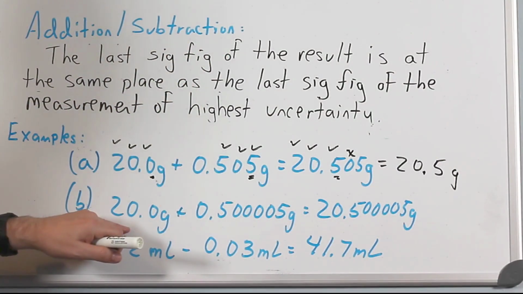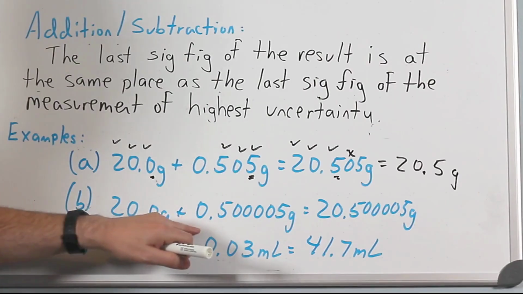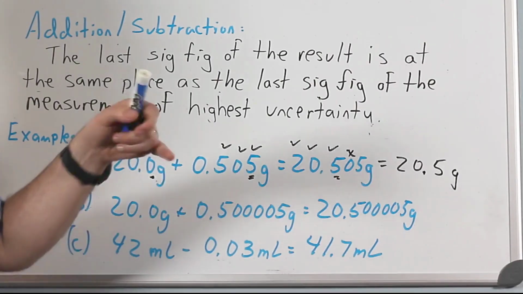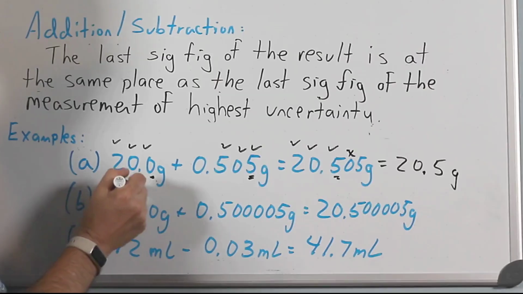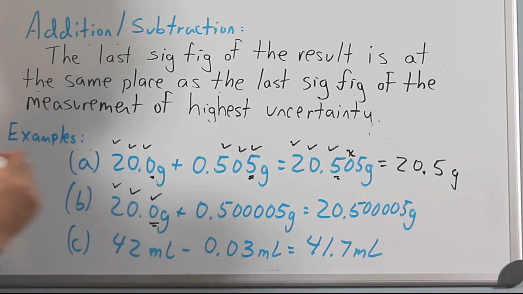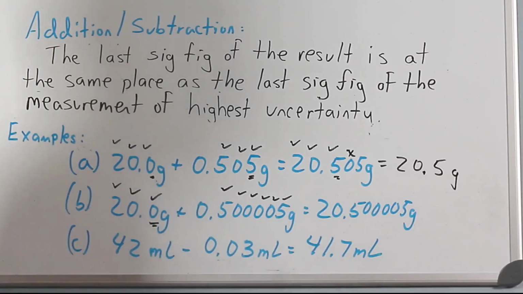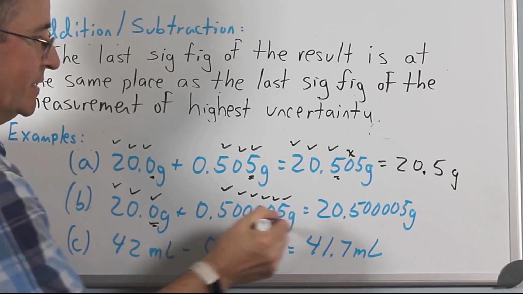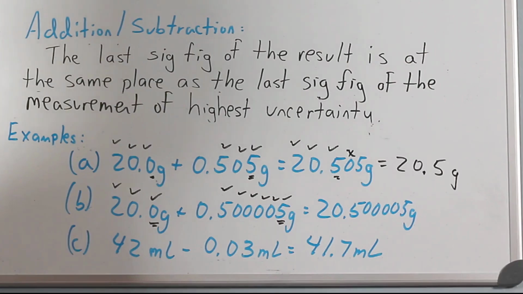Our second example is similar. We have 20.0 grams again, plus 0.500005 grams. As before, we have three significant figures here. Our uncertainty is in the tenths place. Our second measurement has six significant figures. The uncertainty here is in the millionths place.